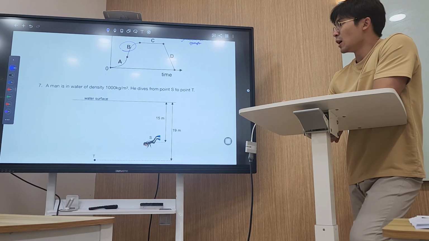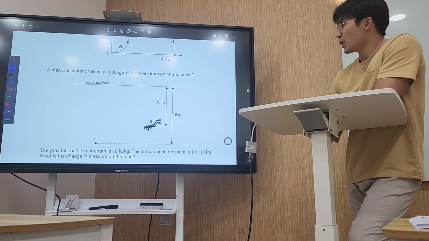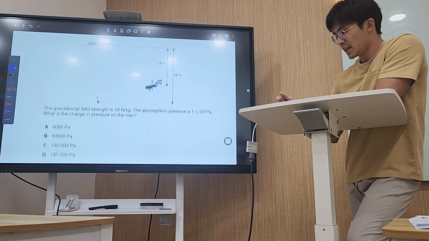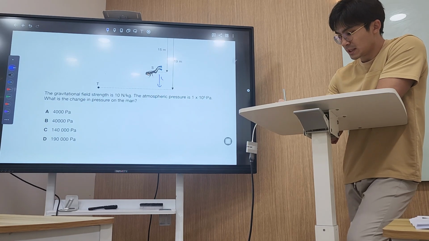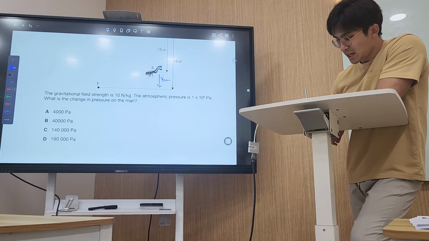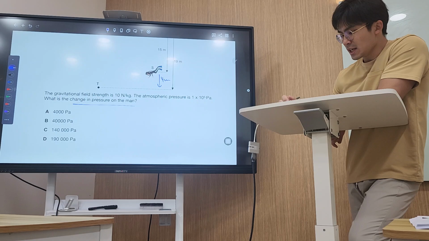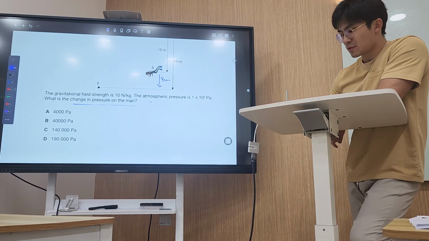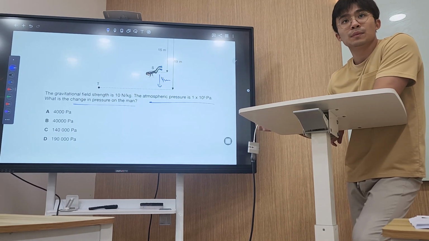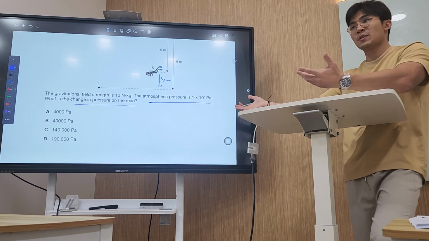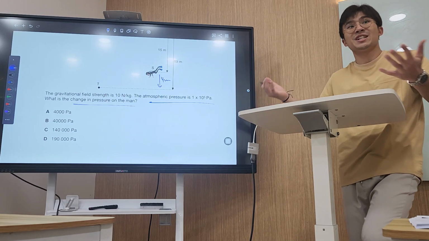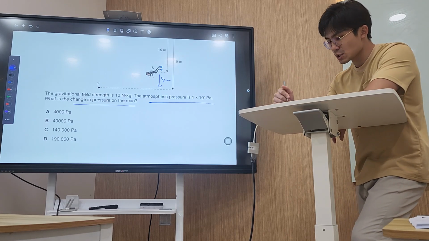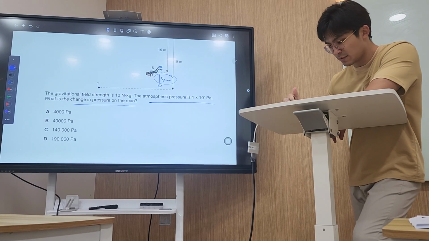A man is in water of density 1000, he dives from point S to point T, aka he goes down by 4 meters. What is the change in pressure? Am I going to include atmospheric pressure? No, right? Because before and after both also have atmospheric pressure. So there is no change in that area. My change will come from these 4 meters worth of depth.